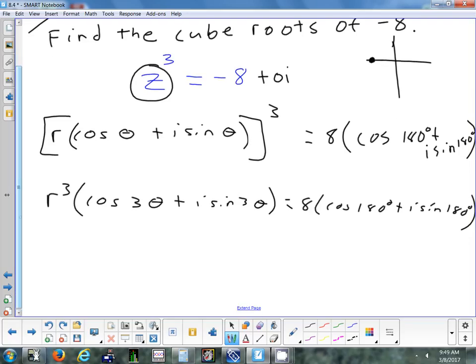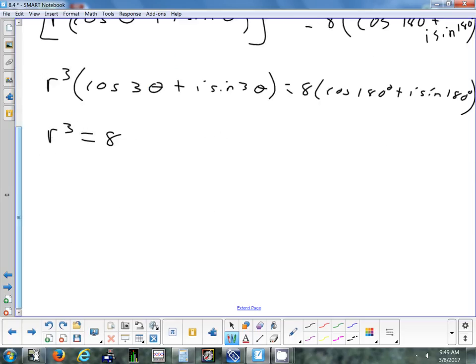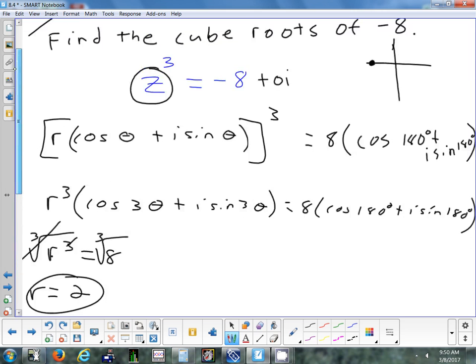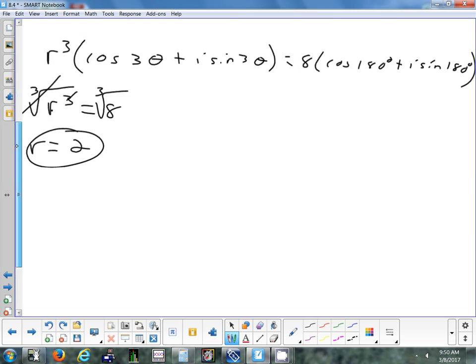Now we're at the point we set up our two equations. Who can tell me what on the left has to match what on the right? R to the third has to match 8, so we'll solve that right now. How do you solve r cubed equals 8? Take the cube root. It does come out to a nice answer. 2. That's going to be your radius in every answer. And I know we don't have the angle yet, but let's set up our answers. How many answers are you going to have? 3, because you're doing a cube root.